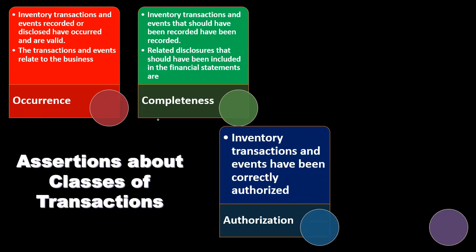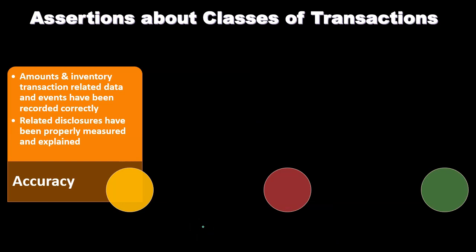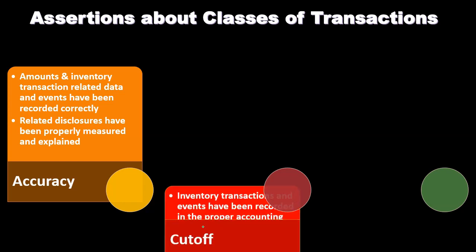And then we have the assertion of authorization. Inventory transactions and events have been correctly authorized. So do we have the correct authorizations for the transactions that are taking place with regards to inventory? Classification, next assertion. Inventory transactions and events have been recorded in the correct accounts. So obviously classification, have we classified the correct accounts in relation to the inventory transactions? Continuing on to the assertion of accuracy. Accuracy, amounts and inventory transactions related to data and events have been recorded correctly. So do we have the correct recording in relation to accuracy? Related disclosures have been properly measured and explained as well.